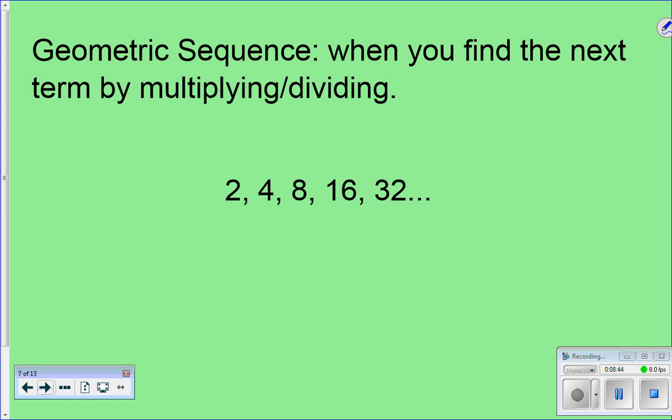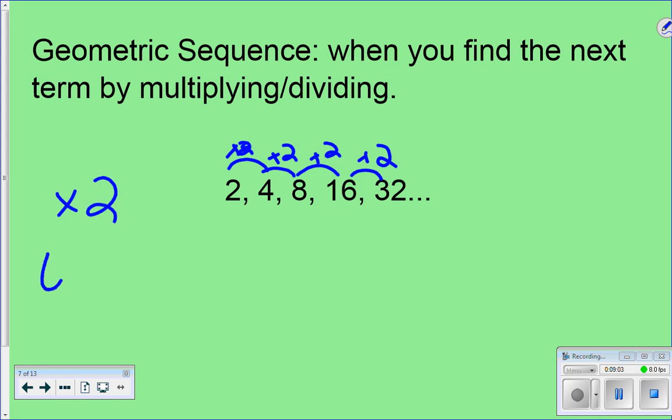All right, so I have 2, 4, 8, 16, 32. It's going to be something we're multiplying by. What are we going to multiply by every time? 2, so 2 times 2 is 4. Times 2, times 2, times 2, times 2. So I'm multiplying by 2. My next term, 64, 128, right? The next one would be 256.